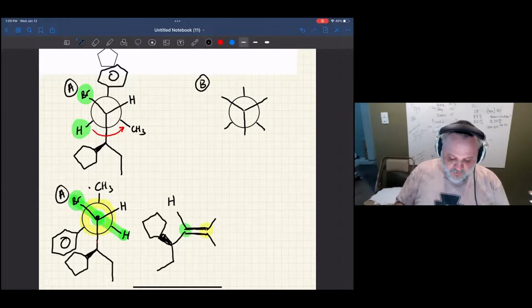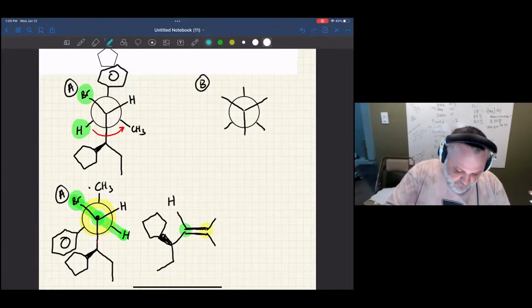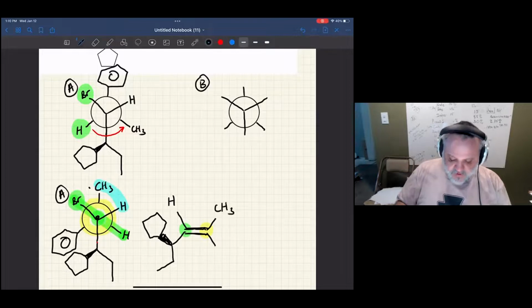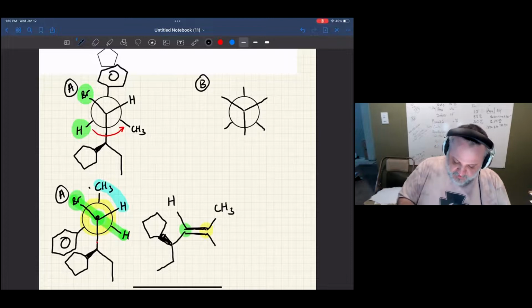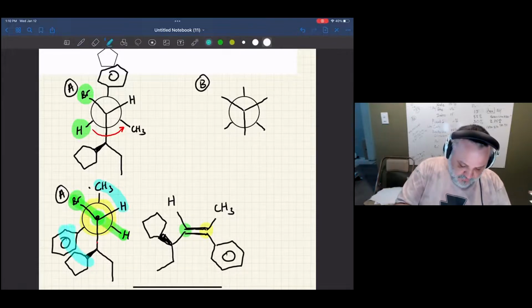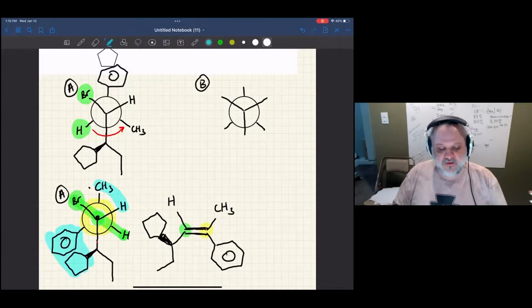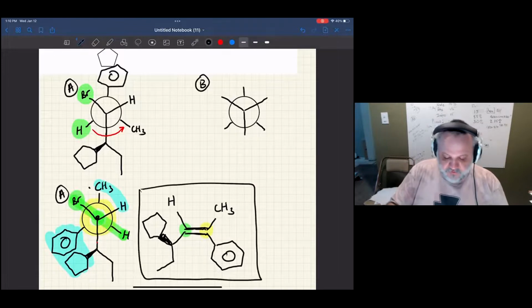Okay, well, what's on the back carbon? Let's take a look. In order to get the stereochemistry right, the CH3 on the back carbon has to be in the same direction as the hydrogen. And that means that the benzene ring has to be in the same direction as this other group, this other big group here. And so that means they're on the same side of the double bond. And so here is one of the structures.